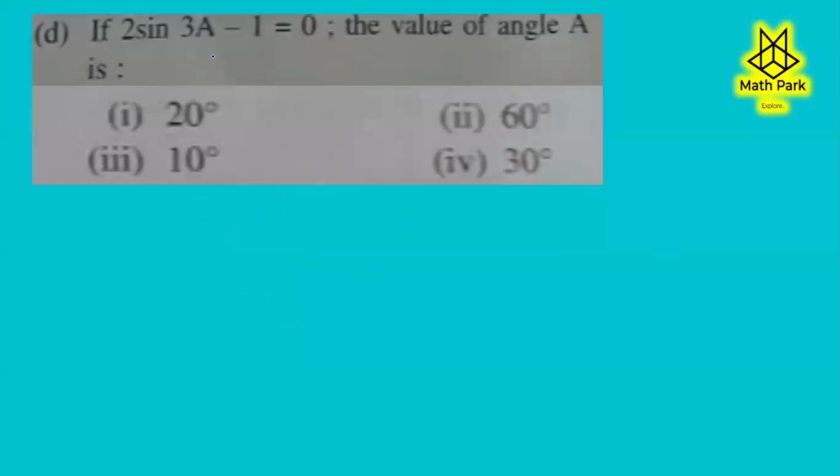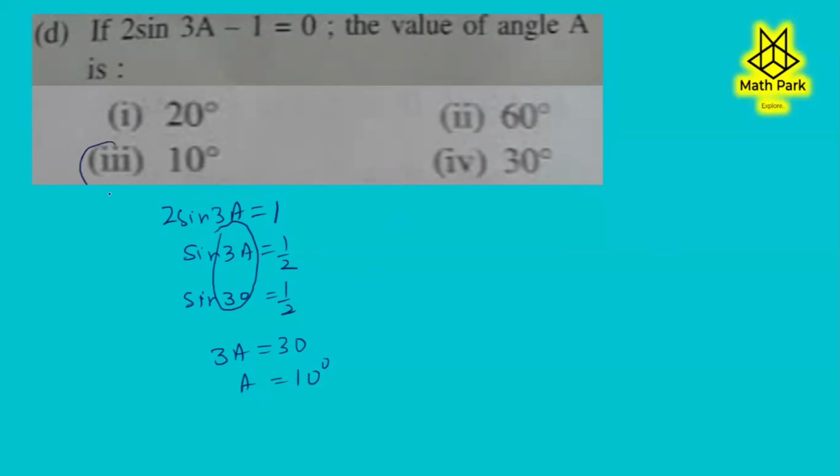D part, if 2 sine 3A minus 1 equals 0, then the value of angle A is. So you have 2 sine 3A equals 1. So you have sine of 3A equals 1 by 2. We know that sine of 30 is equal to 1 by 2. Comparing these two equations, you get 3A is equal to 30. So you get A is equal to 30 by 3, which is 10 degrees. So the value is the third option. This is the correct option, 10 degrees.